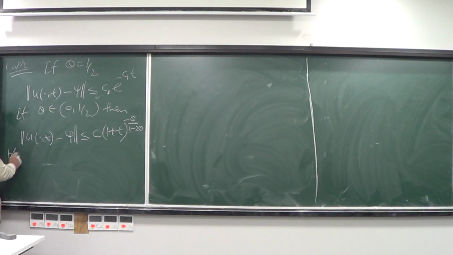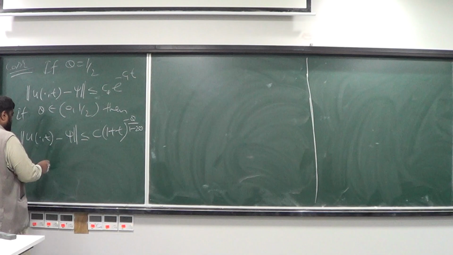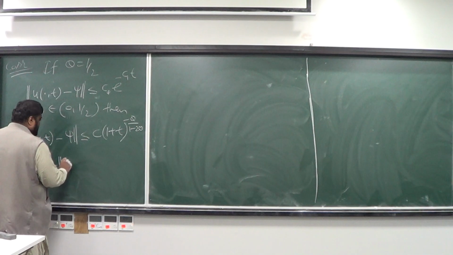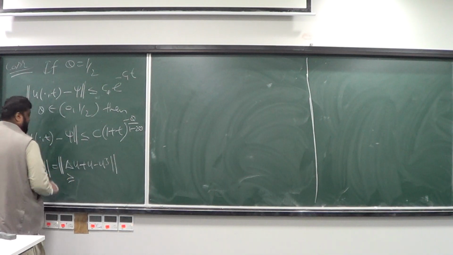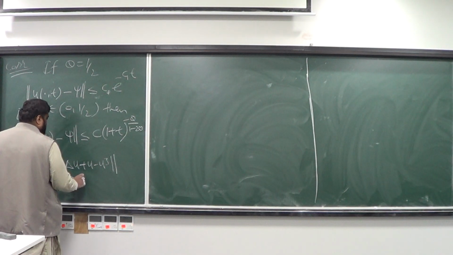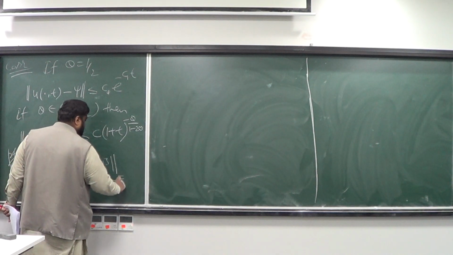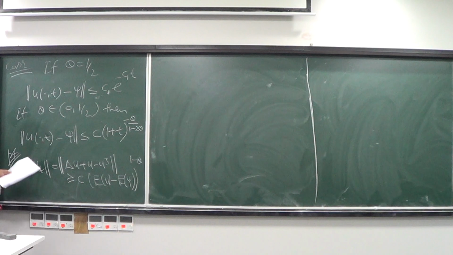So here's a little proof. We know from the last lemma that we proved that the norm of u_t, which is equal to the norm of delta u plus u minus u cube, is bigger than or equal to some constant times E of u minus E of psi to the power 1 minus theta. This is something that we proved in our last two discussions.